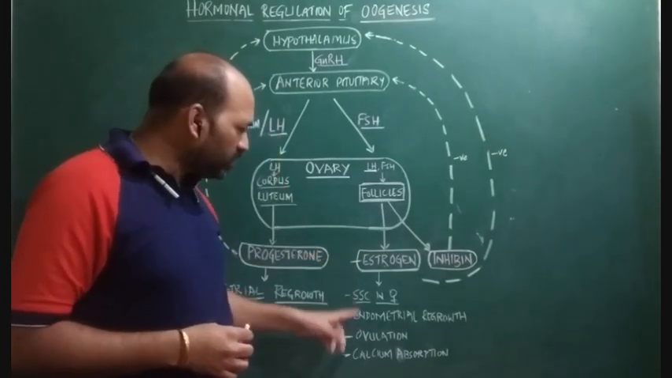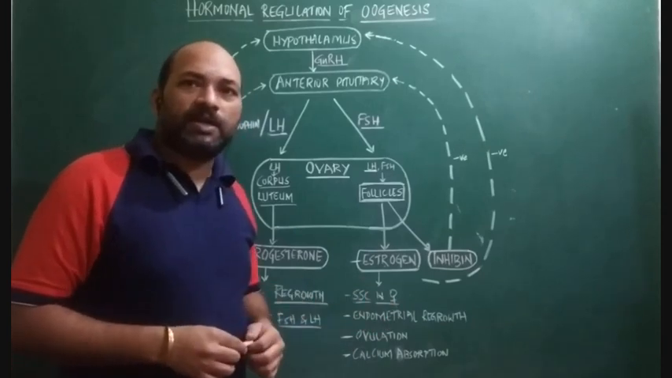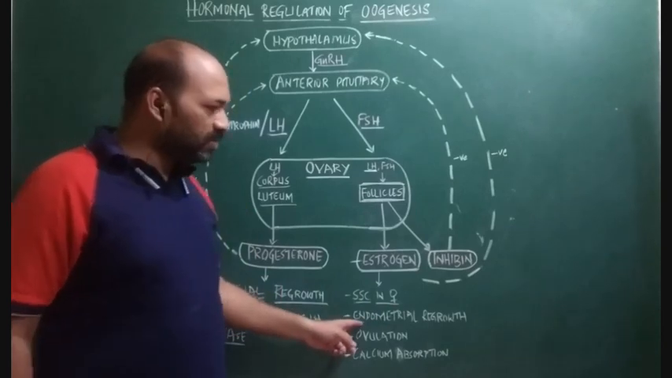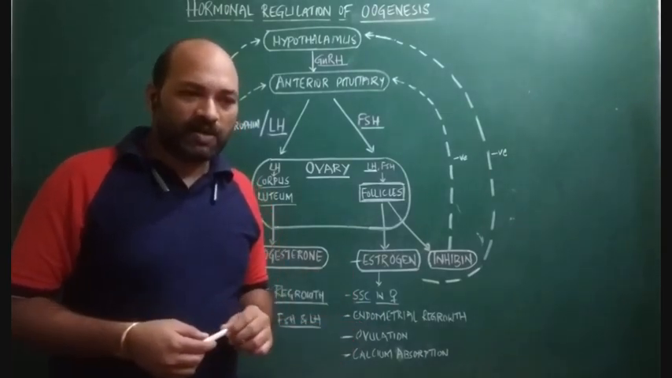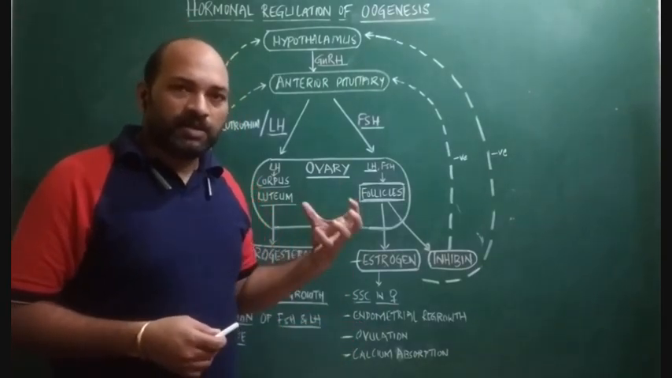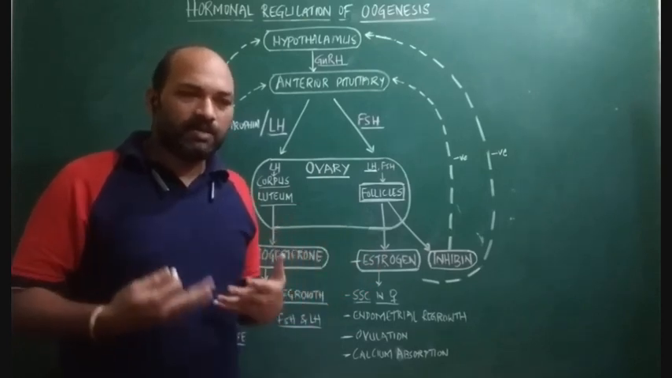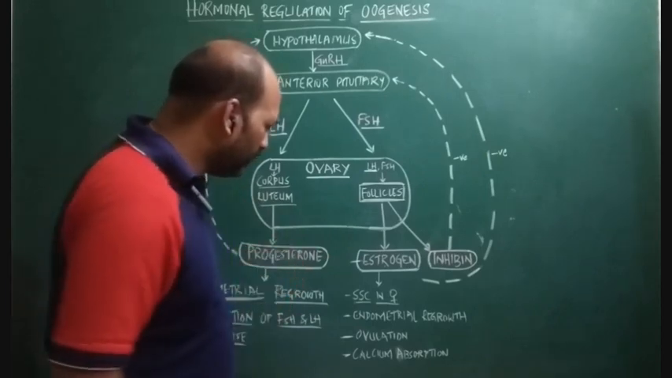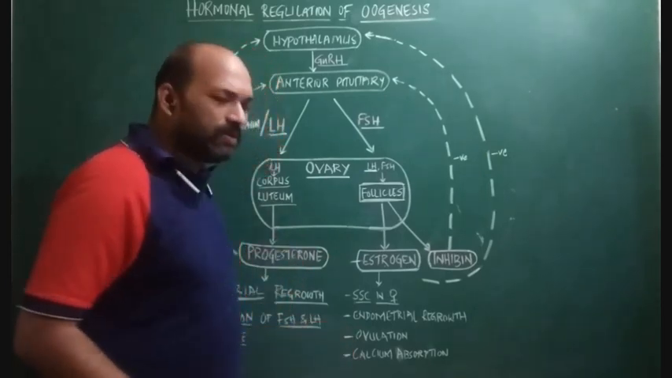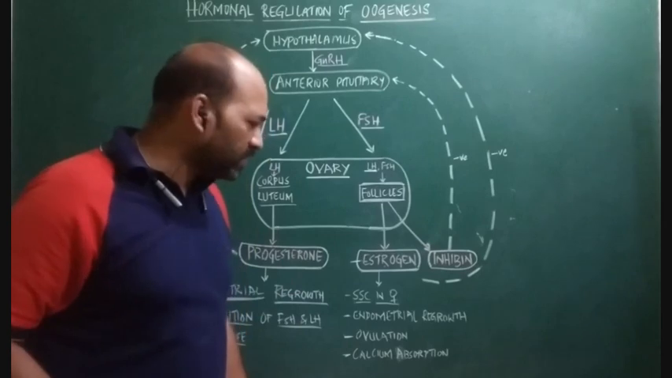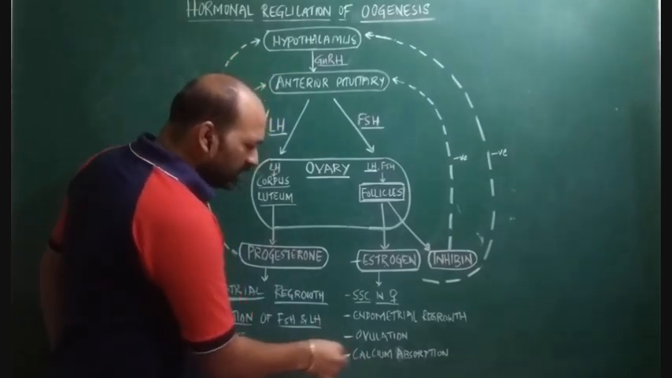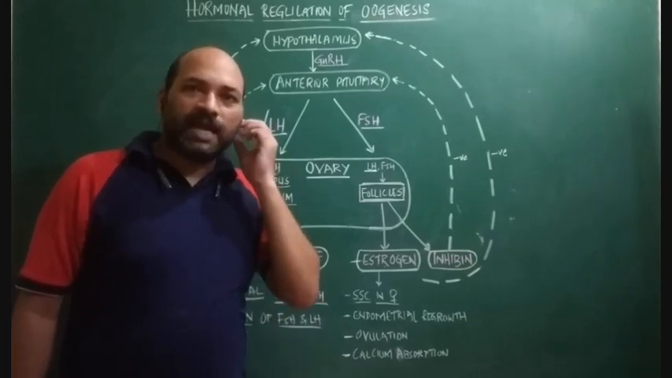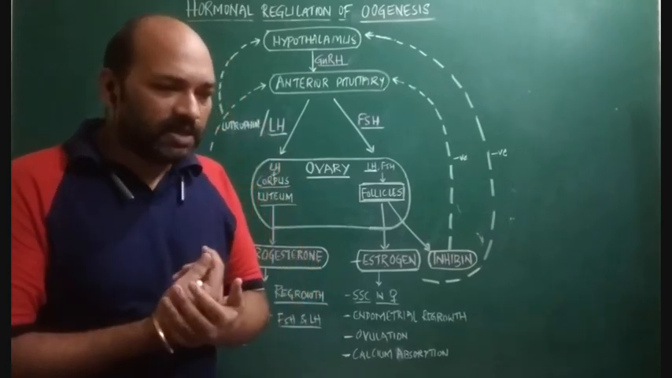Next, estrogen is involved in the endometrial regrowth, which I have already mentioned in the case of progesterone. That is, during the proliferative phase of the menstrual cycle, the estrogen increases the number of blood vessels as well as the glands present in the endometrial region. Estrogen is also involved in ovulation to some extent, and estrogen is even involved in calcium absorption, which means that calcium absorption is influenced by estrogen.